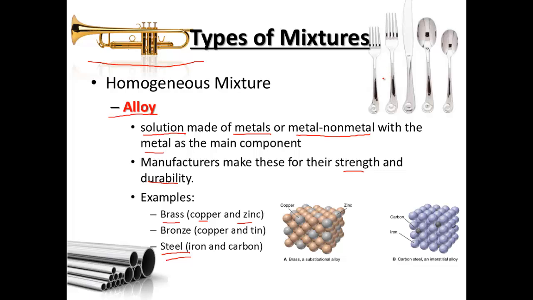Another one is silverware, which is made out of stainless steel, a mixture of iron, nickel, and chromium, and it's rust resistant, which is important because you wouldn't want your silverware to tarnish or rust over time. So alloys are homogeneous mixtures of metals or a metal and a nonmetal.